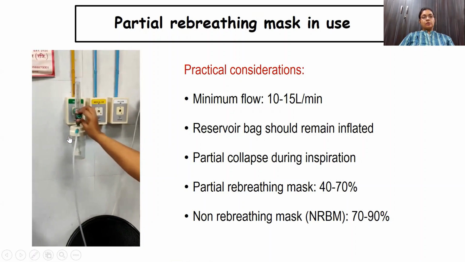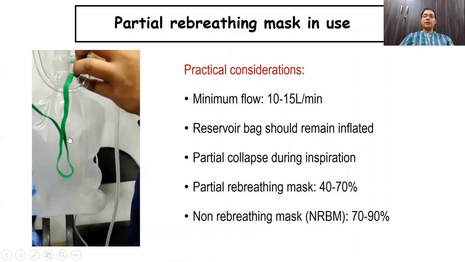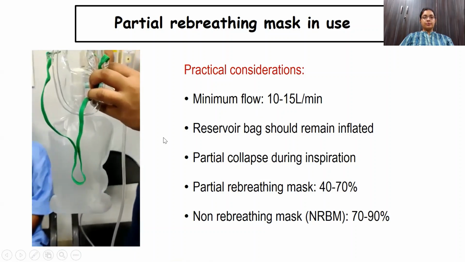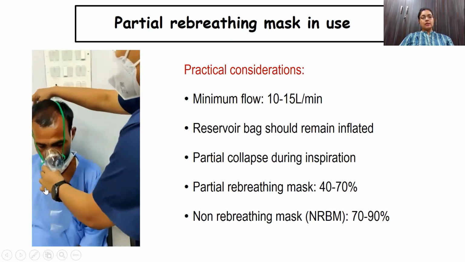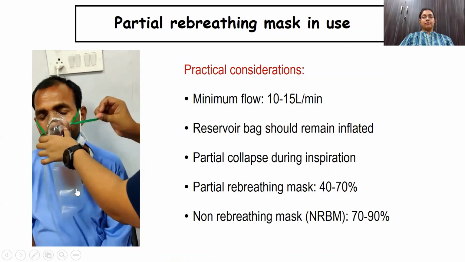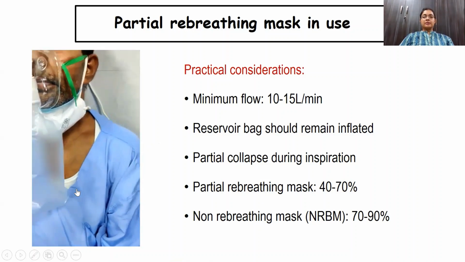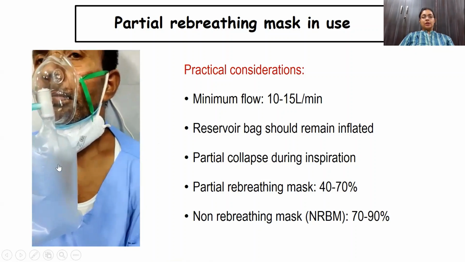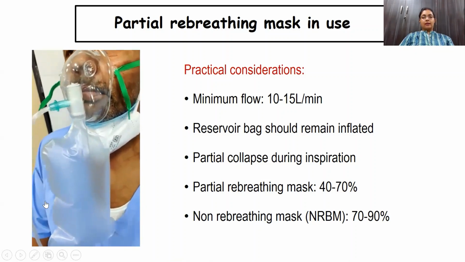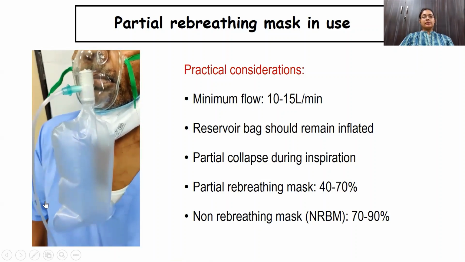The minimum flow rate required with a partial rebreathing or a non-rebreathing mask is 10 to 15 liters per minute. Once it is attached and the oxygen is flowing, you can see that the mask inflates. Now it is applied like the other simple face mask we had already seen. And once securely applied, you have to look at the bag.